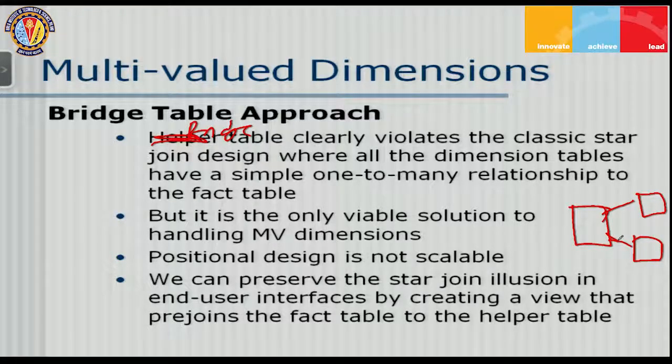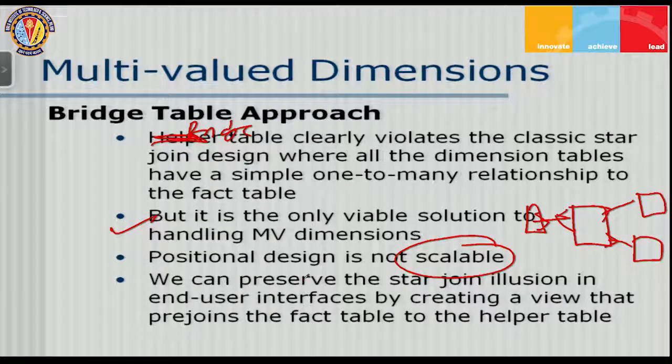That is, one dimension record would have multiple entries in the fact table. But it is the only viable solution to multi-value dimensions, where you can also have something like this, a crow's foot opening towards the dimension. And positional design is not scalable, because that is where we try to create slots, right? So that is not scalable, as we have seen.